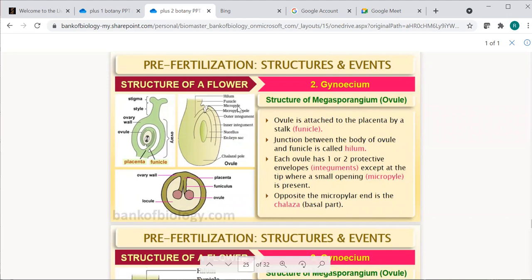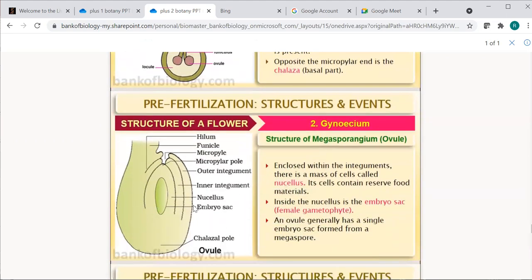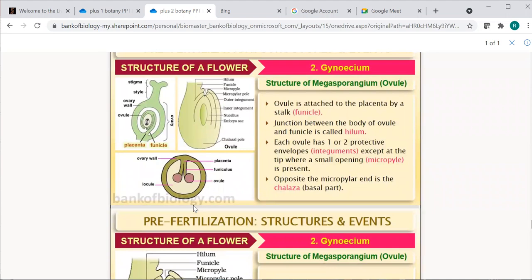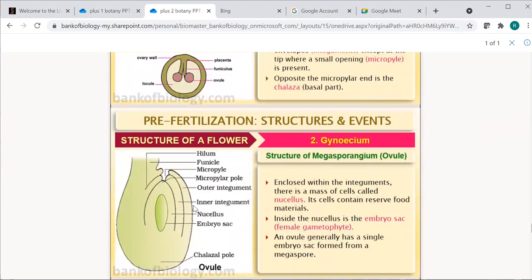Opposite to the micropylar end is the chalaza, which is the basal part. Opposite to the micropylar end, that means this is the opening that we saw, and opposite to this is the point they are talking about. This is the chalazal point. Okay, so we'll end with this slide. Don't feel bombarded. We'll revise it again, so no issues.